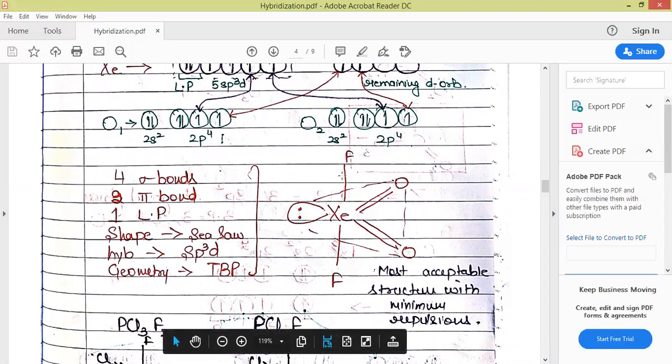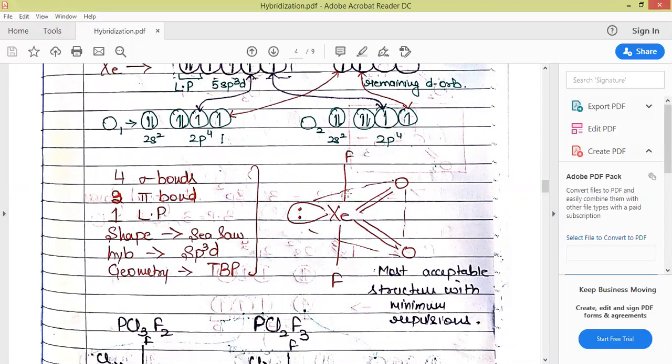And more electronegative atoms, that is fluorine. If we compare these two atoms, fluorine and oxygen, more electronegative is fluorine. So fluorine will occupy the axial position and oxygens will occupy the equatorial position. So this is the most acceptable correct structure for this.